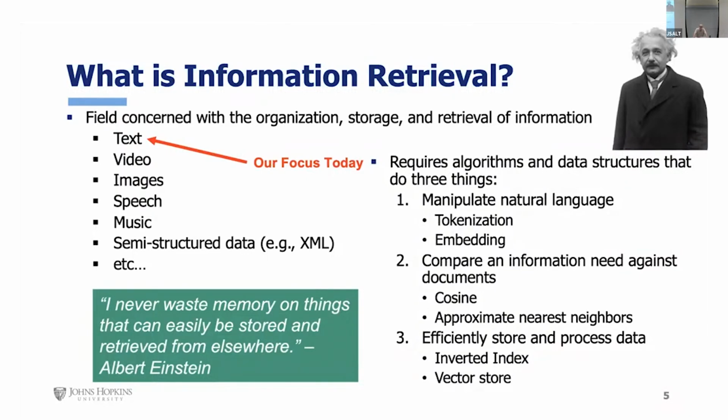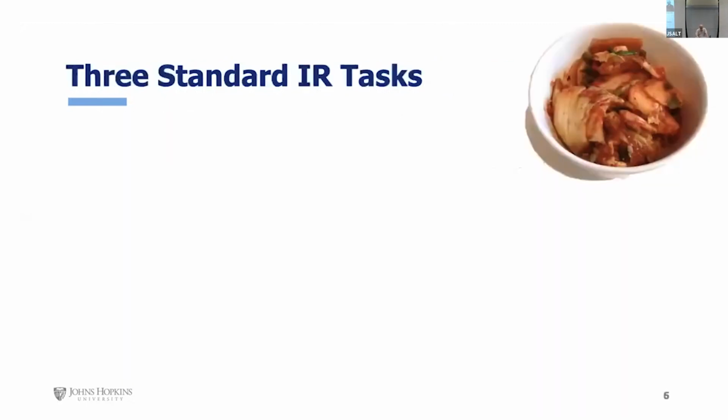So as I said, there are 3 things we have to be able to do information retrieval. We have to be able to manipulate natural language, because we have text documents that have natural language, and we have queries that have natural language, presumably, and we need to be able to manipulate that language. And so that's done with things like tokenization and embedding. We need to compare information need that a user puts in somehow against the content of a document. That's done with things like cosine or approximate nearest neighbor search. And then we need to efficiently store and process the data using things like inverted indexes or vector stores. So these are the 3 bits we're going to talk about in order this morning.